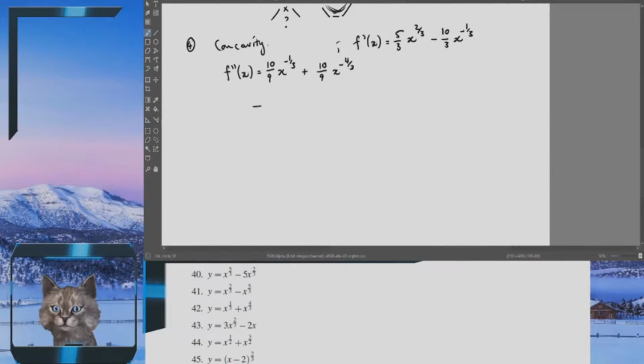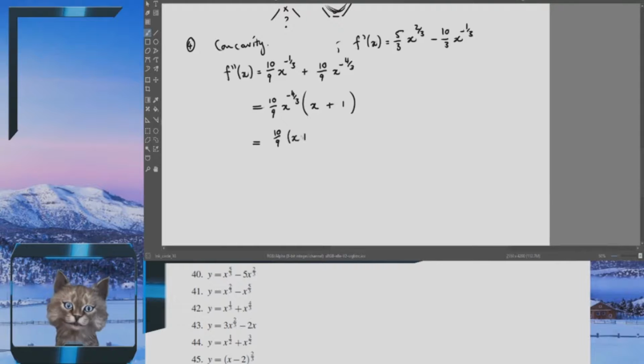Now I need to clean this up, of course. I'll take out a 10 over 9, and I'm going to take out the smallest, or most negative rather, power of x, which is negative 4 over 3. What do I have left? I have actually x plus 1. And by doing that, I have a nice bracket here, easy to work with. So I have 10 over 9, x plus 1, x to the 4 over 3 in the denominator as my second derivative.